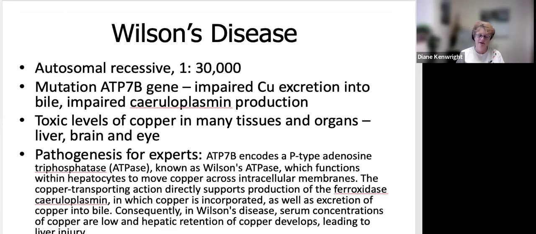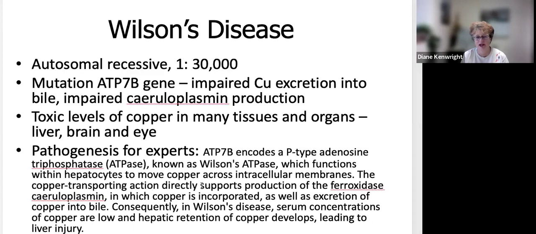The next disease that we are going to think about is Wilson's disease. This is much, much less common, but quite common in multiple choice questions. It is, again, caused by a known mutation, and Wilson's disease has impaired copper excretion into bile. So if you remember anything, remember this. Wilson's disease has impaired copper excretion into bile, and it means that toxic levels of copper rise in many tissues, in particular the liver, the brain, and the eye.